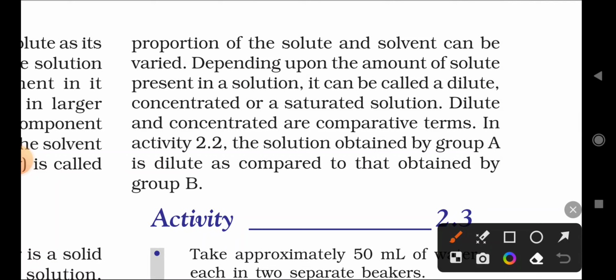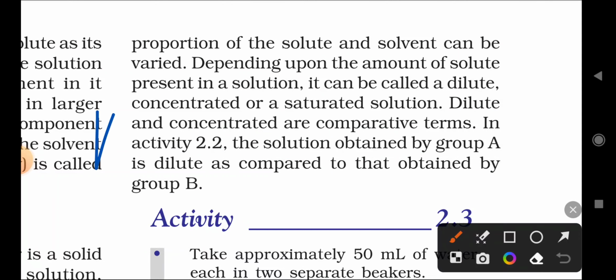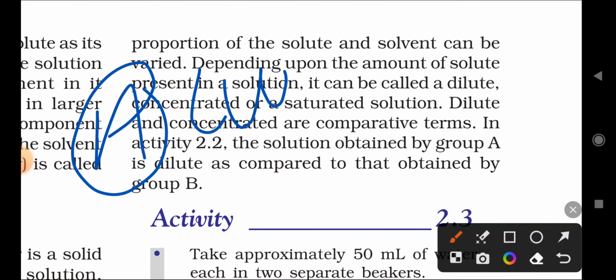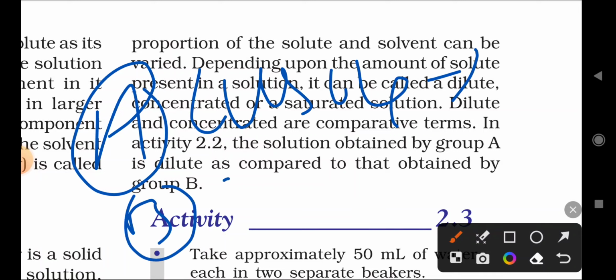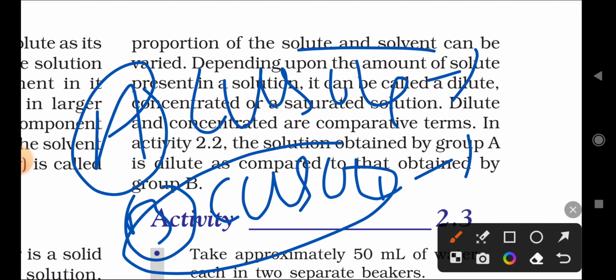Okay, dilute and concentrated are comparative terms. In activity 2.2, the solution obtained by group A is diluted as compared to group B. We discussed that copper sulfate in A has only 2-3 crystals, right? Group B has more crystals, so it is more concentrated compared to A.